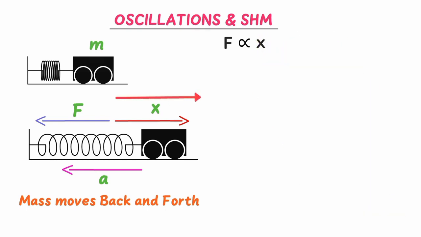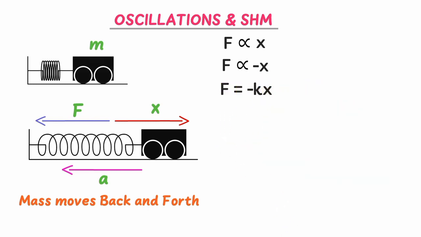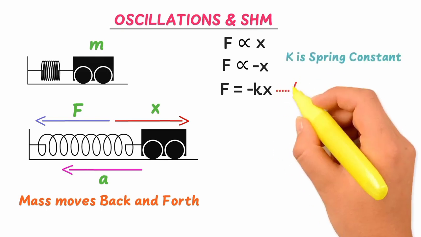Secondly, the direction of displacement and the direction of the restoring force are opposite. So I write F is directly proportional to negative x. Now to eliminate the sign of proportionality, we have to put some sort of constant. Thus we get F is equal to negative k into x. K is the spring constant. I call this equation number 1.